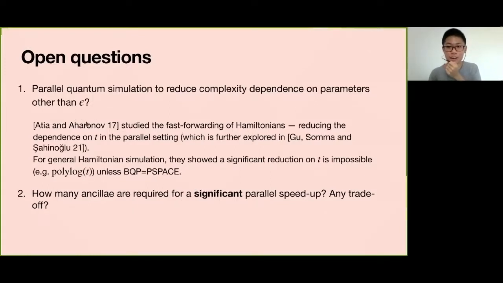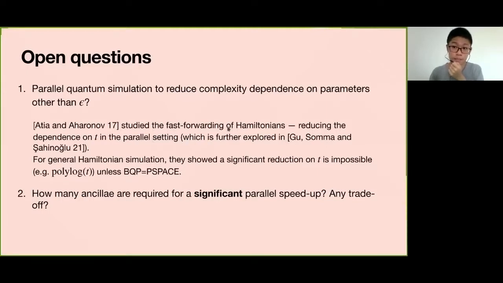The first question is about reducing the complexity dependence on other parameters by introducing parallelism. In our algorithm, we are using parallel computation to reduce the complexity dependence on epsilon. But there are other parameters like the simulation time t. Actually, in previous work by Atia and Aharonov, they study the fast-forwarding of Hamiltonians. And this is a property that reduces the dependence on t in the gate depths. And these properties are further explored in a recent work.